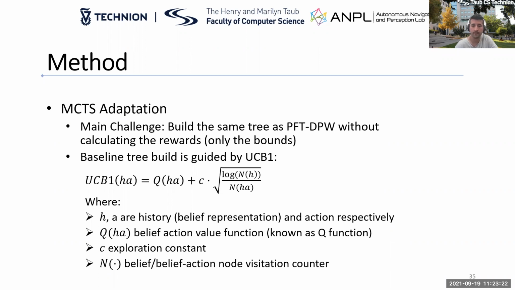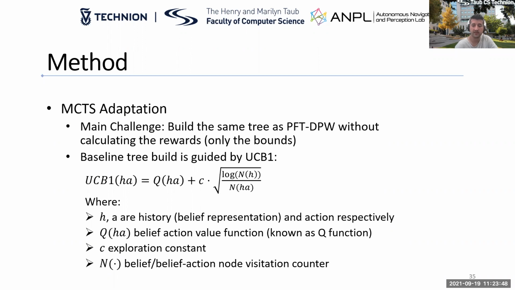UCB is a technique meant to balance exploration with exploitation, a well-known problem in many fields such as game theory and reinforcement learning. The idea is to choose the action maximizing the UCB term, where its first element, seen here in the slide, corresponds to exploitation, and its second term corresponds to exploration.